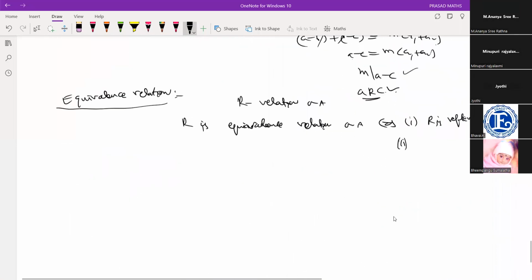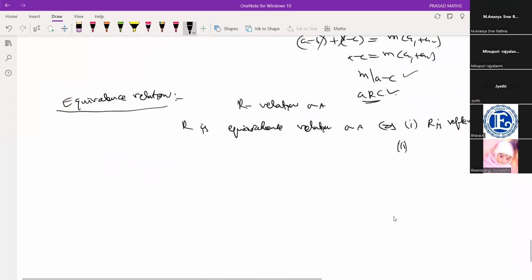Right. So therefore, R is reflexive. What is reflexive? Any element that is related to itself. Next, R is symmetric on A. What am I saying? If A is related to B, then B must be related to A, by notation. And the third one, R is transitive.